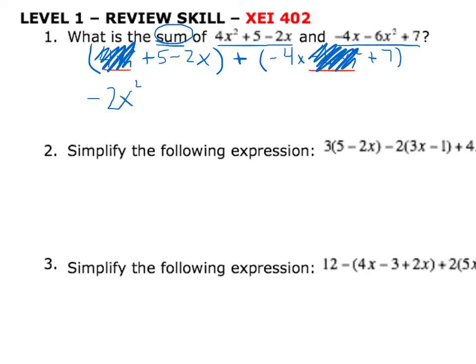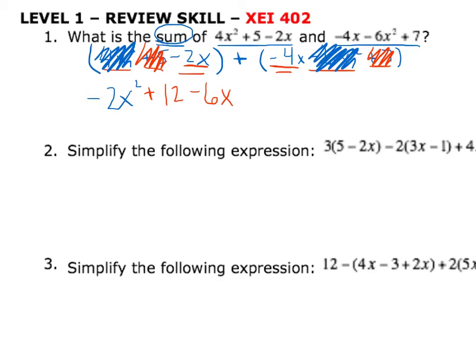I like to scribble out as I go so that it helps me keep track of what I've used and what I haven't. Alright, let's look at the next term. And it has a like term right here, the two whole numbers without x's. 5 and 7 make 12. Okay, and then the last pair of like terms after we use those guys are negative 2x and negative 4x, which gives us negative 6x.